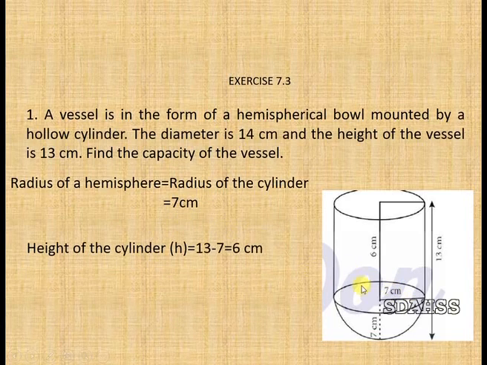And we want to find the height of the cylinder, that is equal to total height of the vessel minus radius of the hemisphere. Total height is 13 minus 7, 6 centimeter.